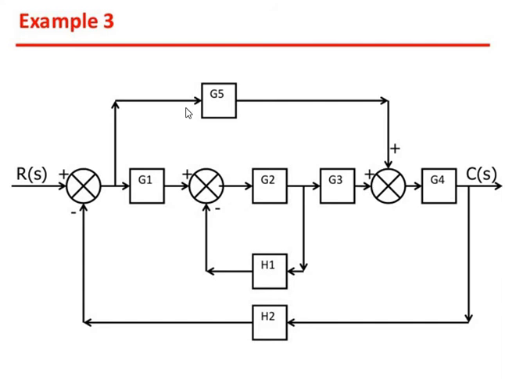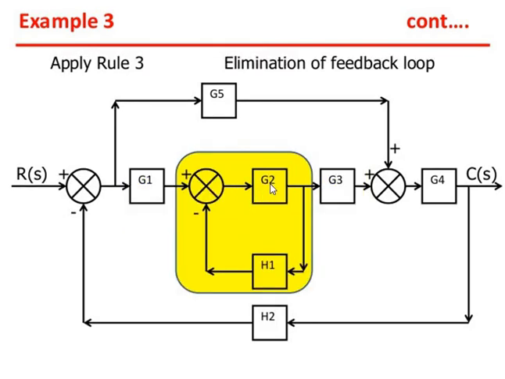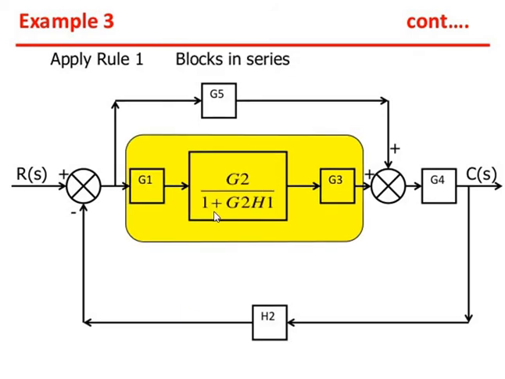Now consider example 3. Here no two blocks are connected in series and no blocks are connected in parallel. So here first we have to apply rule 3 for this block diagram. Here H1 is the feedback path element and connected with minus. So while solving this block, we get G2 divided by 1, here minus, so plus H1 G2. So G2 divided by 1 plus H1 G2.